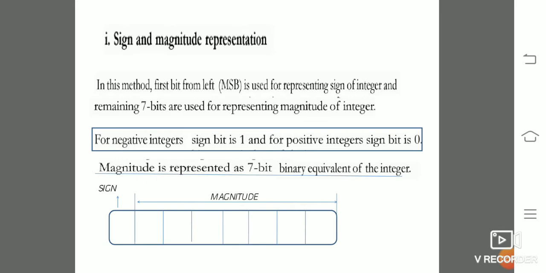You can see a figure below. The first bit, the MSB, represents the sign, and the remaining places represent the magnitude. The magnitude is represented as the 7-bit binary equivalent of the integer. If an integer is given, the first bit represents the sign, and the next 7 bits represent the binary equivalent of that integer.